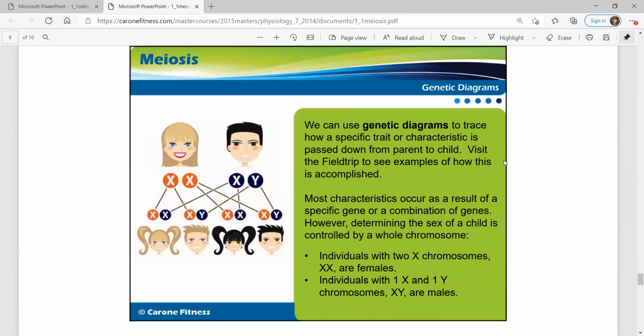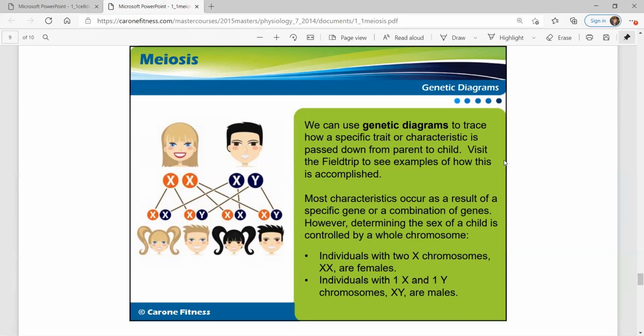We can use genetic diagrams to trace how a specific trait or characteristic is passed down from parent to child. Visit the field trip to see examples of how this is accomplished. Most characteristics occur as a result of a specific gene or a combination of genes. However, determining the sex of a child is controlled by a whole chromosome.